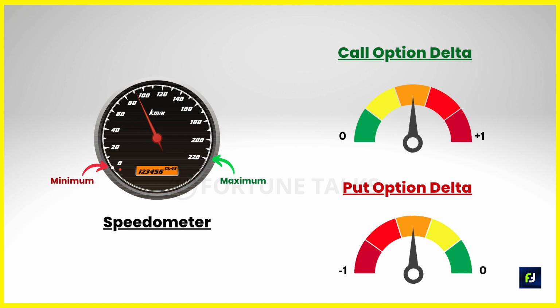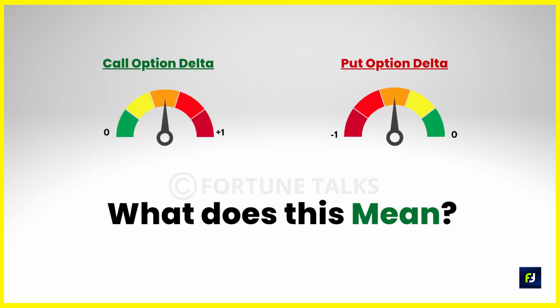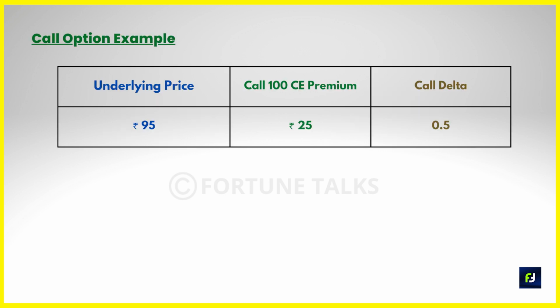Some beginners might even have a doubt in mind as to what exactly does this really mean. Well, let me clarify this using a simple example. Let us consider the case of a call option first. Let us assume that the current price of the underlying asset is 95 rupees.